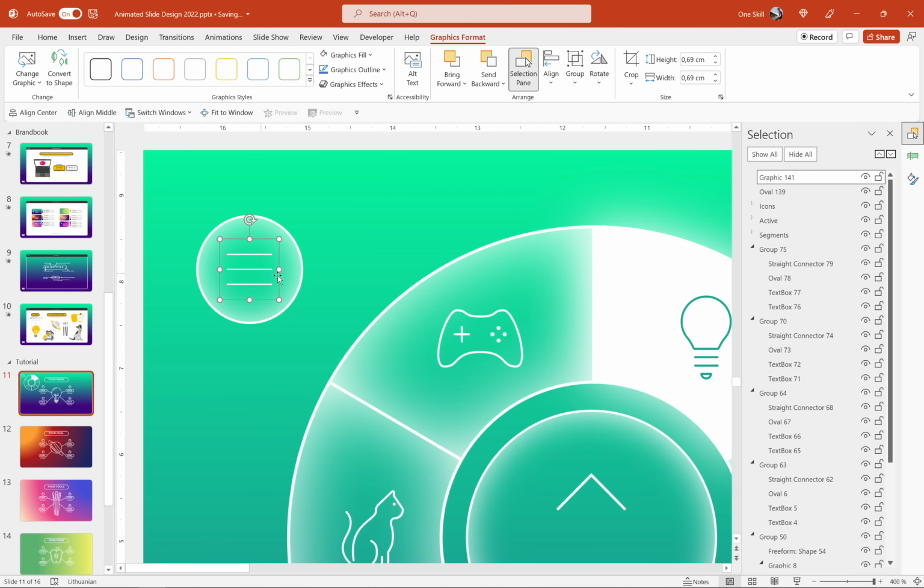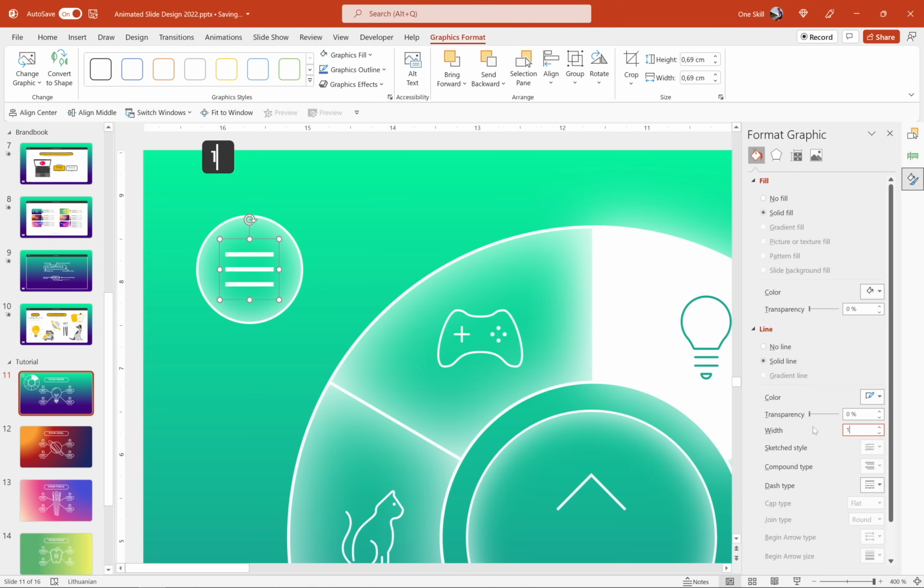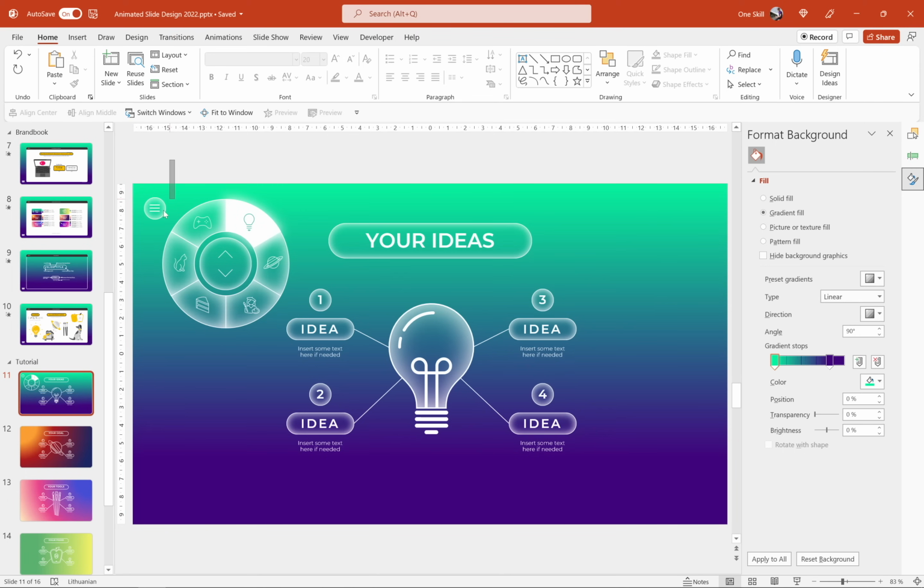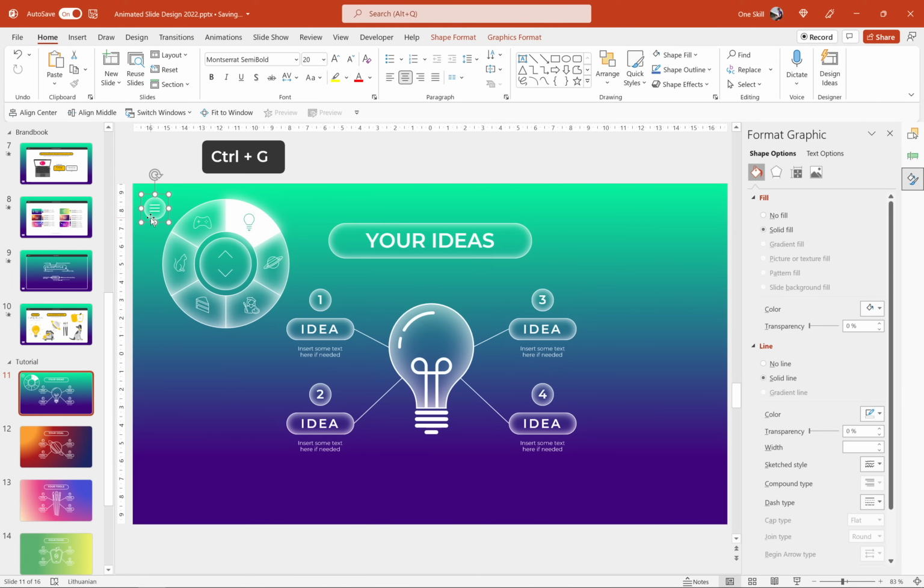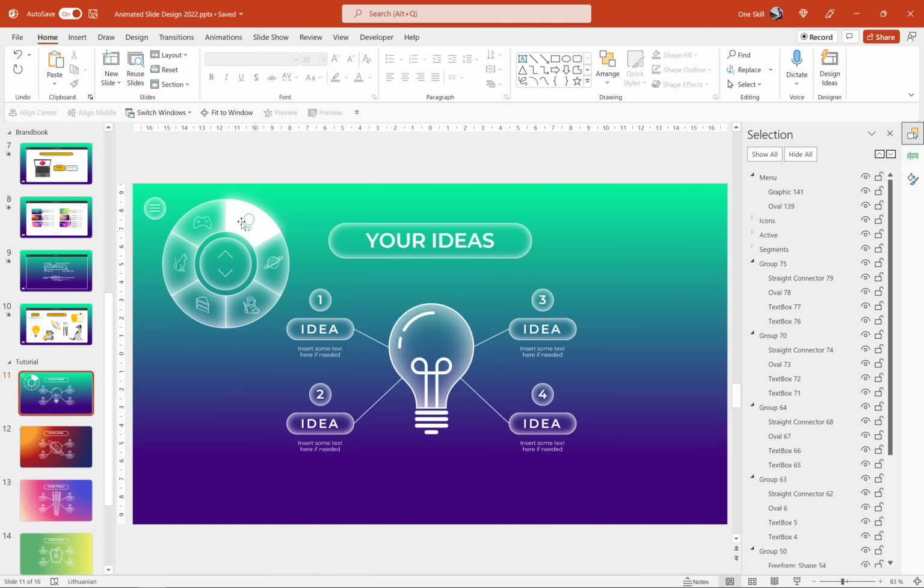We can also add a little bit of outline to this icon to make it a little bit thicker. Let's use, I think 1 point looks good. Let's check it out on the full screen. Yep, looking good. Let's select everything, hit Ctrl G to group, and call it menu. So now we have the icons, the active segment, the rest of the segments, and the menu. Super duper awesome.